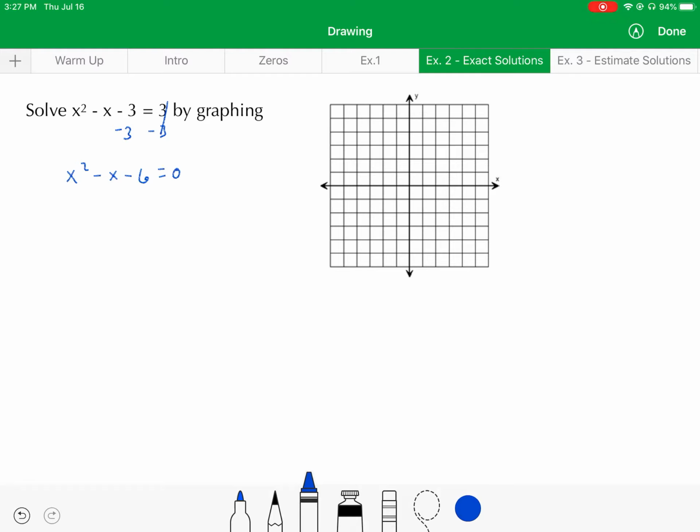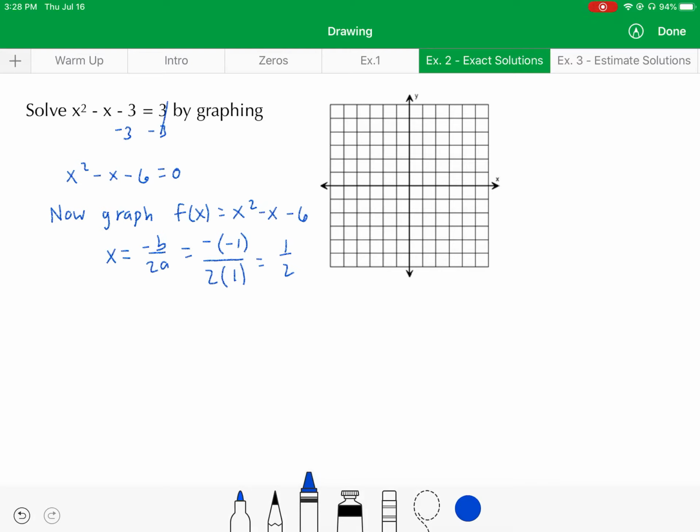Now, for a moment, I'm going to treat this like a function. So now I'm going to graph f of x equals x squared minus x minus 6. And I would graph that the same way we did in all of our examples from the last section, okay? So I'd begin with x equals negative b over 2a. That's the negative of negative 1 over 2 times 1. So that'll give me 1/2. All right.